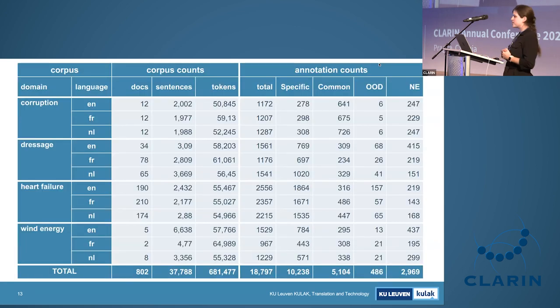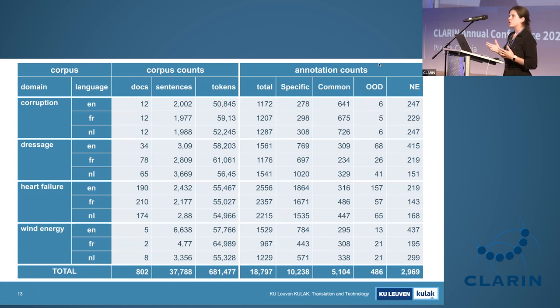Some of the numbers here. So you can see I have data in all the four domains, three languages. The number of documents, sentences and so on differs per language and per domain. All of the corpora, dressage, heart failure, and wind energy, are comparable, and the corruption corpus is parallel, meaning that the corruption corpus consists of translations between the different languages. The other corpora are not direct translations, but they do have the same style, the same topic, the same length approximately, and so on.